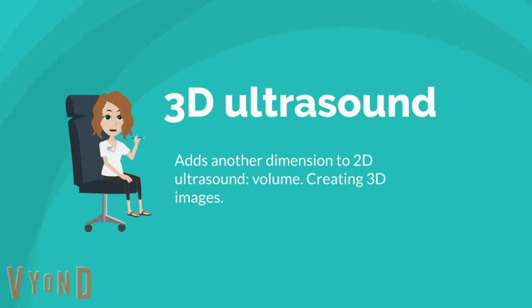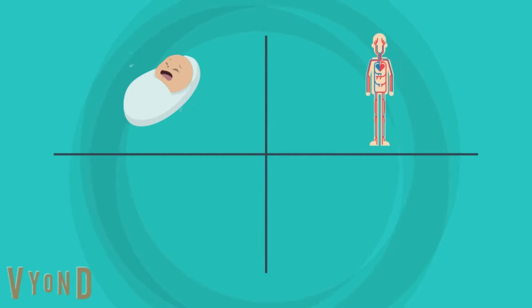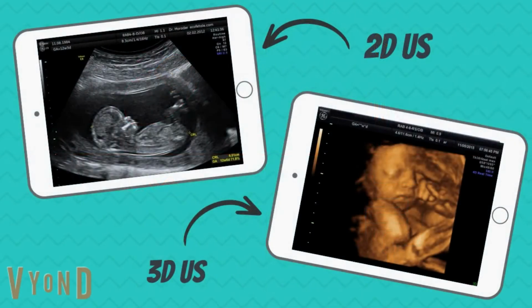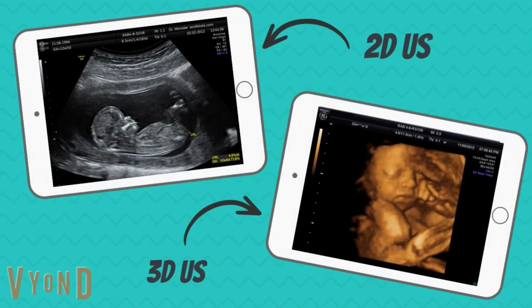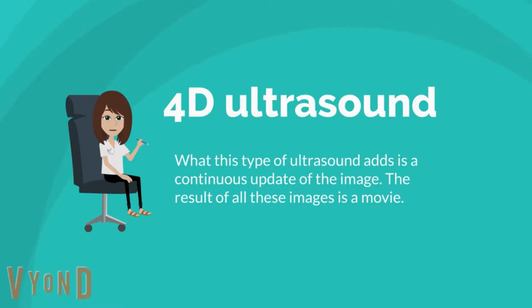3D ultrasound adds another dimension to 2D ultrasound, volume, creating 3D images. It can be used in fetal, intravascular, heart, and transrectal ultrasound. Here are examples of images from 2D and 3D ultrasound, so you can observe the differences between them. In 2D, you can see the body of the baby, whereas in 3D, you can observe the baby's body but, this time, with volume. 4D ultrasound provides a continuous update of the image.